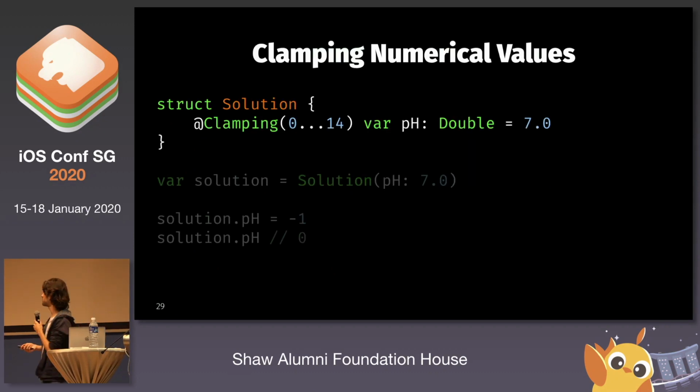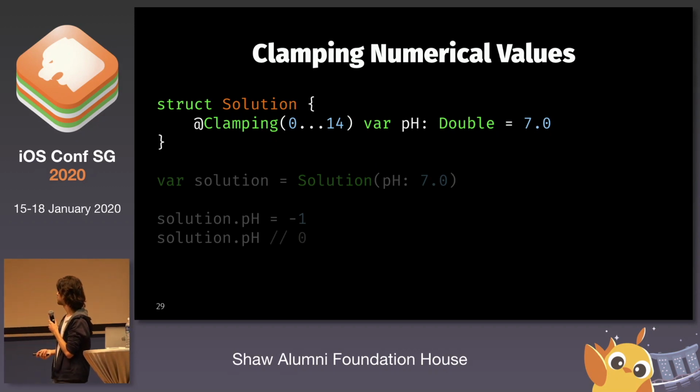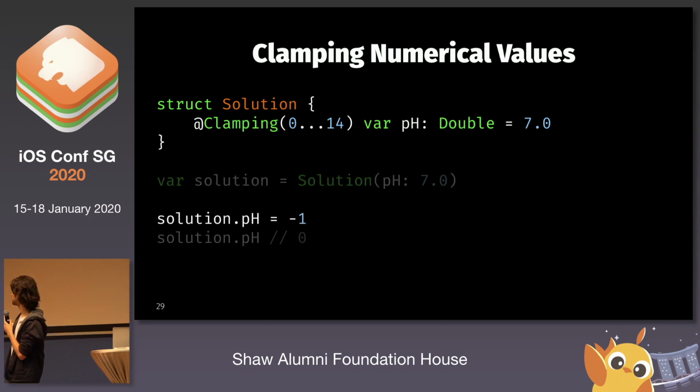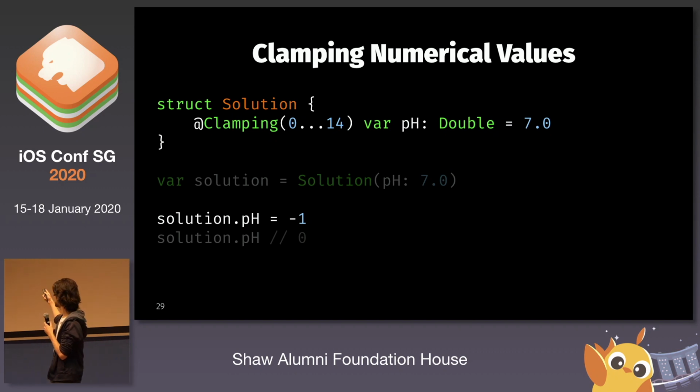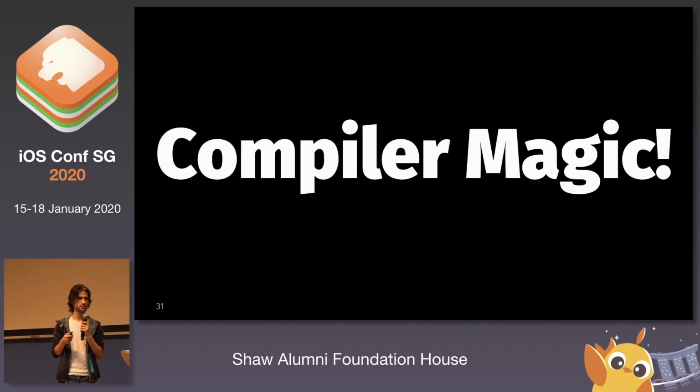So for instance, we are going to write this code, it's going to compile, it's going to work. Then we are going to instantiate a first solution. Then we are going to set its pH to -1, so the value is going to go through the setter of the wrapper. And when we try to read from the value, our logic will have been applied, and we will get the value 0, because as we coded it, the value cannot go below 0. If we set it to a value below 0, it goes back automatically to 0. So it sounds a little bit like magic, but actually it's just compiler magic.